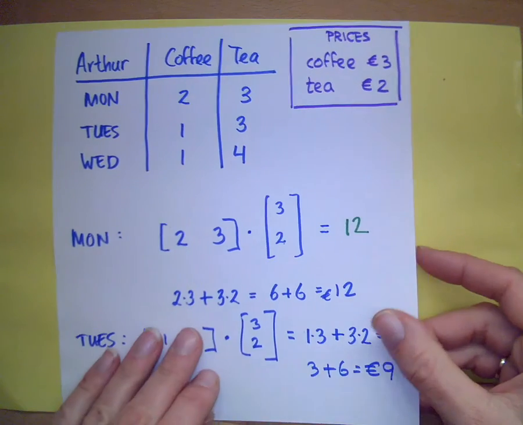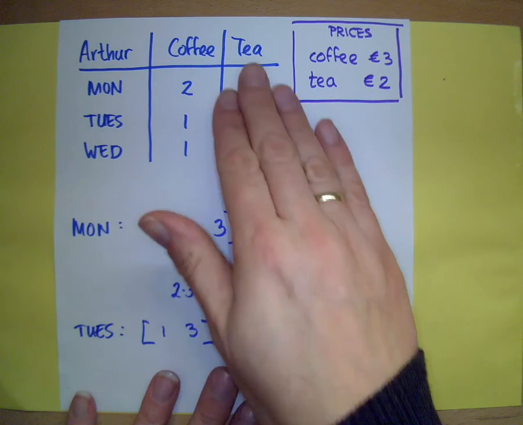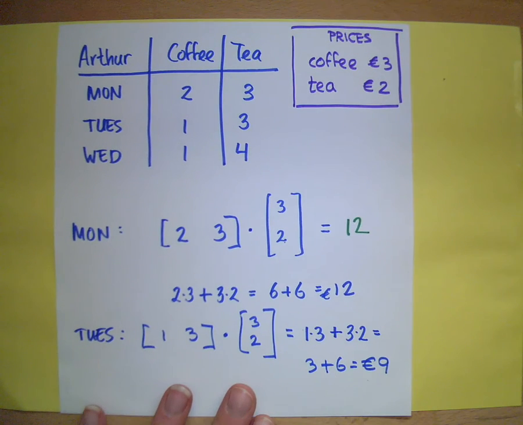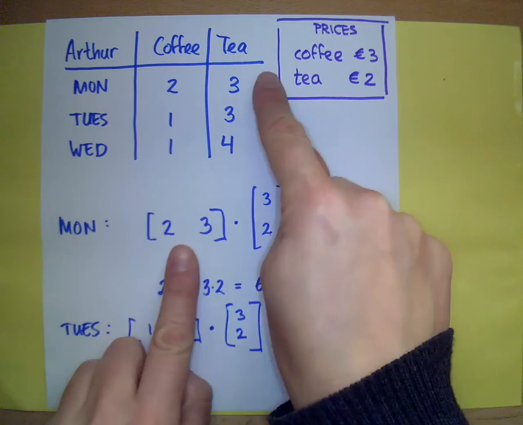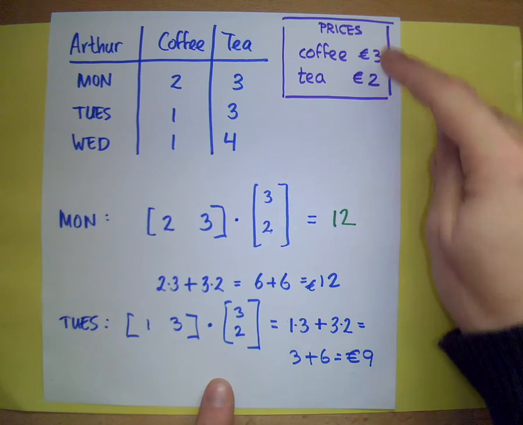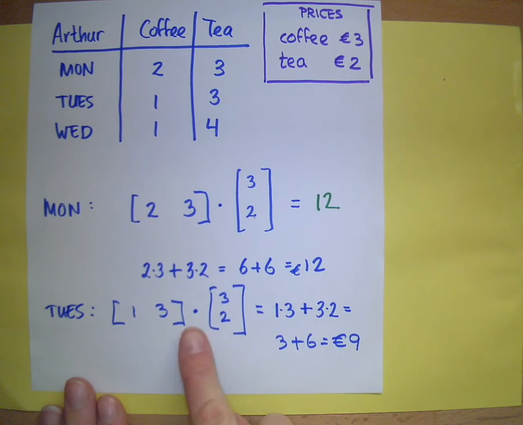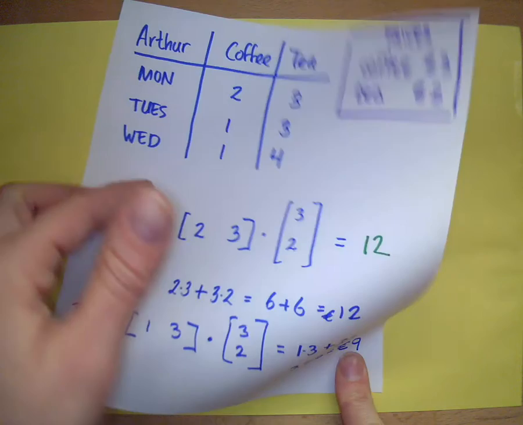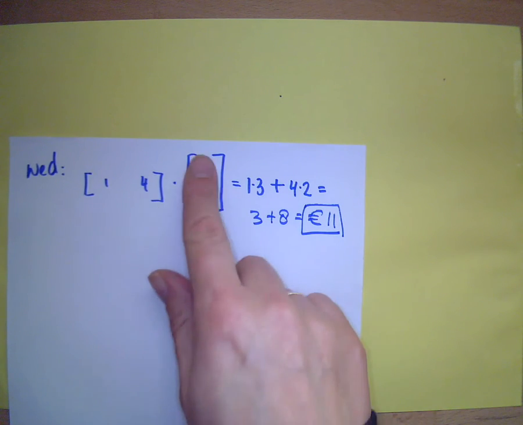So remember what we did when we looked at how much it would cost for Arthur to drink all this coffee and all this tea on Monday, Tuesday, and Wednesday. We actually calculated each day separately. Like we calculated Monday by multiplying this row by this column, right? We got one number. We did the same thing for Tuesday. Got one number, €9. And we did the same thing for Wednesday. One row by one column.